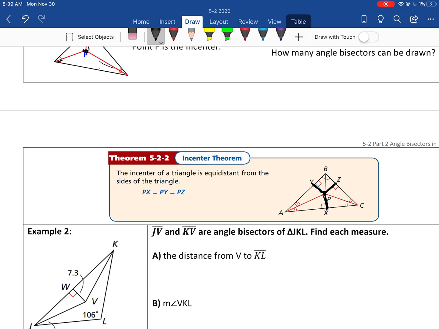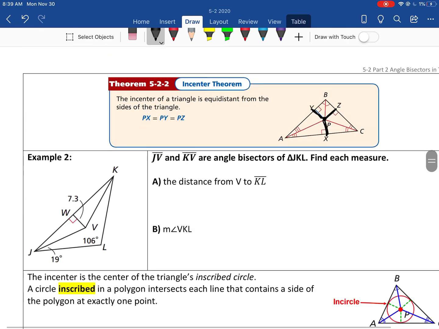All right, moving on. Let's do an example. We have that JV and KV are angle bisectors, which means these 2 angles are congruent and these 2 angles are congruent. And V then is my incenter. So I know that from the incenter to the sides are all congruent. We want to find each measure.